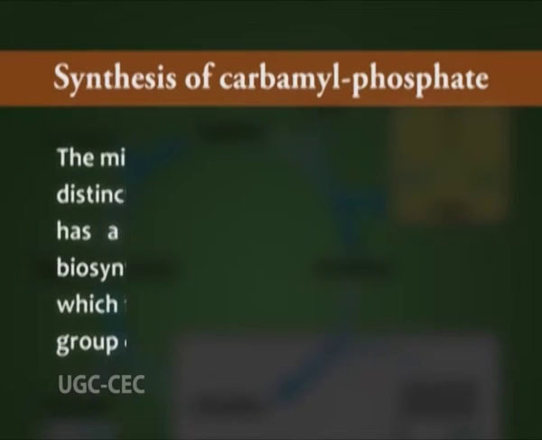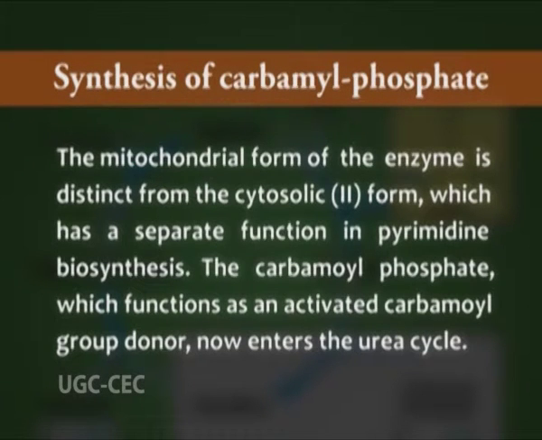The mitochondrial form of the enzyme is distinct from the cytosolic form, synthetase 2, which has a separate function in pyrimidine biosynthesis. The carbamyl phosphate, which functions as an activated carbamyl group donor, now enters the urea cycle. The cycle has 4 enzymatic steps.